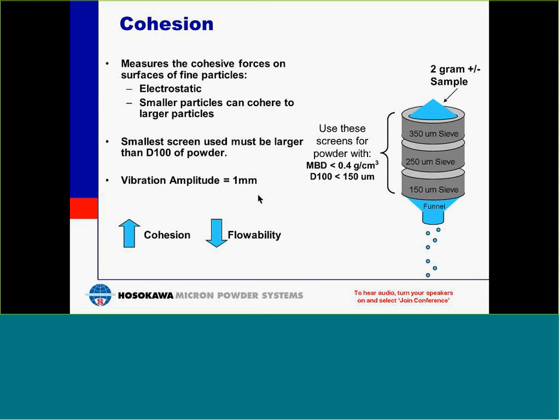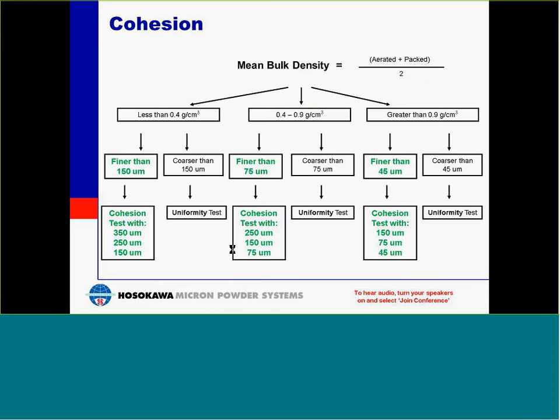Okay, some of the parameters in order to perform the various tests, in this case the cohesion test. Note the green highlighted sections. If we're taking less than 0.4 grams per cc, 100% of the material must be finer than 150 micron. So back to the slide that we looked at before, and as I mentioned here, the material must pass through the various screens. It must be less than 150 micron.